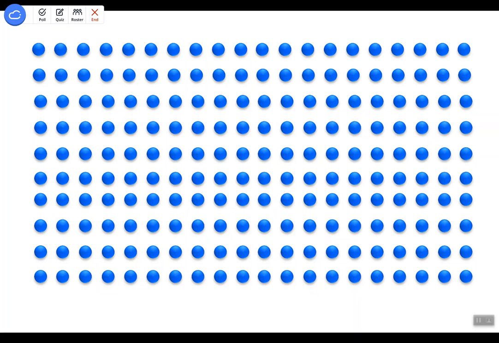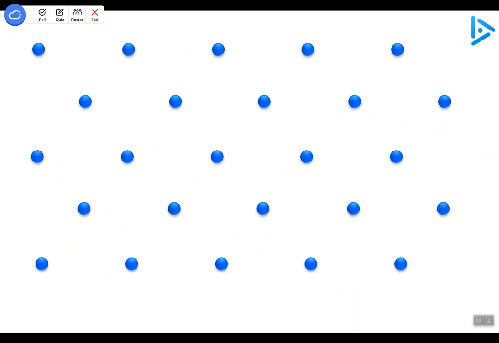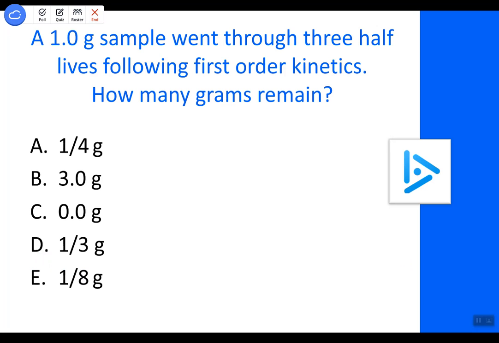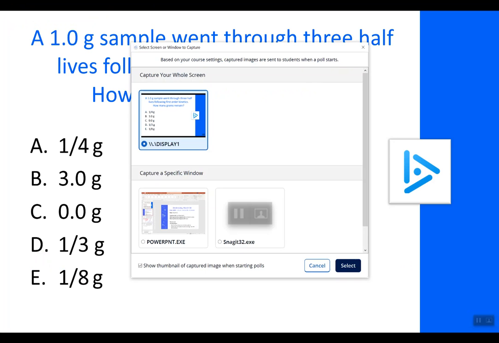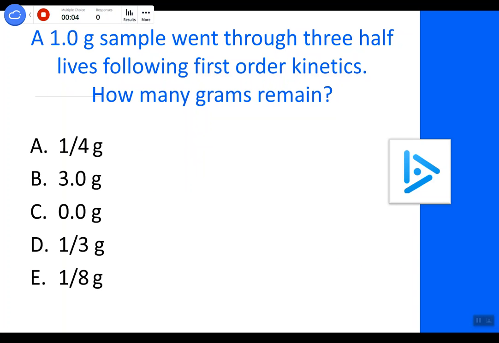So if this is a half-life of 1 second, 1 second, 1 second, 1 second, and it halves, and it halves, and it halves, and it continues to decompose. So my question for you, if we had a 1 gram sample and it went through 3 half-lives, according to first order kinetics, how many grams remain? Chat with the person beside you for 1 minute.